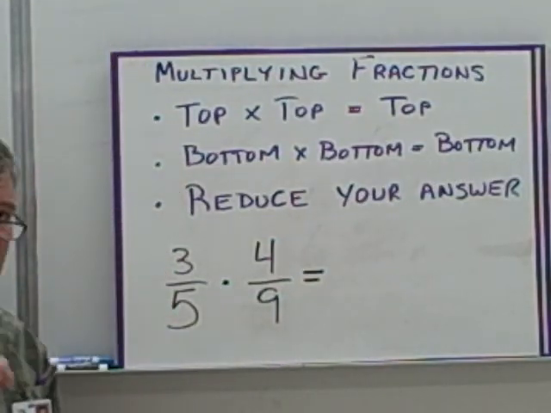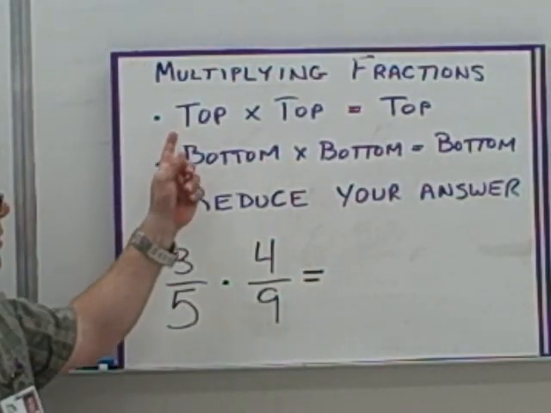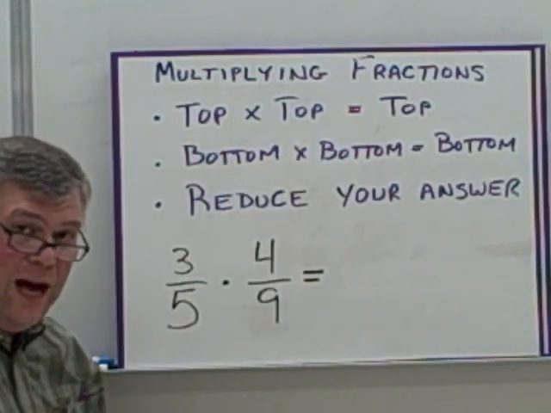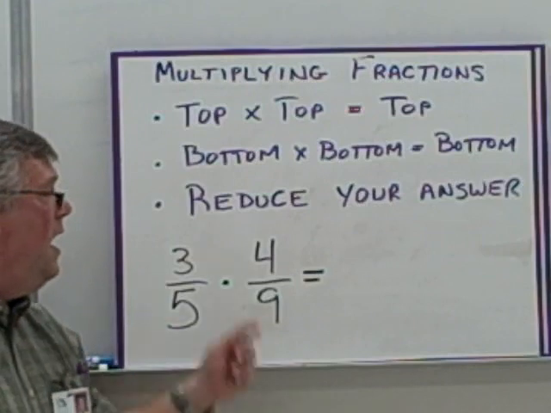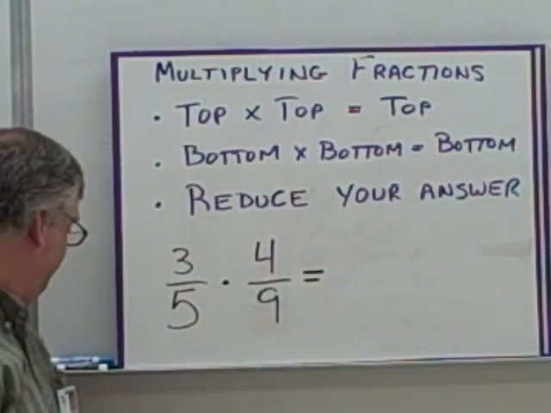Multiplying fractions. When it comes to the rules for multiplying fractions, what you're going to do is top times top will give you the top number of the answer. Bottom times bottom gives you the bottom number of the answer. And then you reduce your answer accordingly.